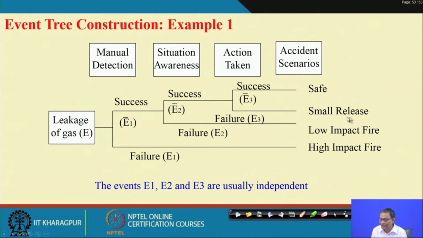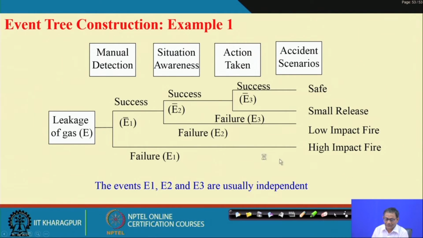What is the probability of small release? What is the probability of low impact fire? What is the probability of high impact fire? In the earlier case you have seen that I have given both cases as fire, but considering the situation here, situation awareness is successful, so it will be low impact fire, not maybe high impact fire. So, that demarcation we have made, and you have to do like this.